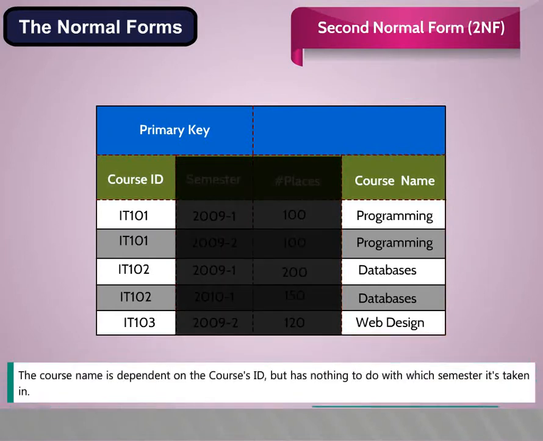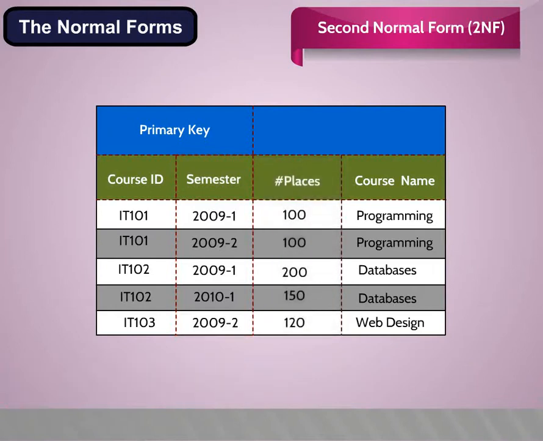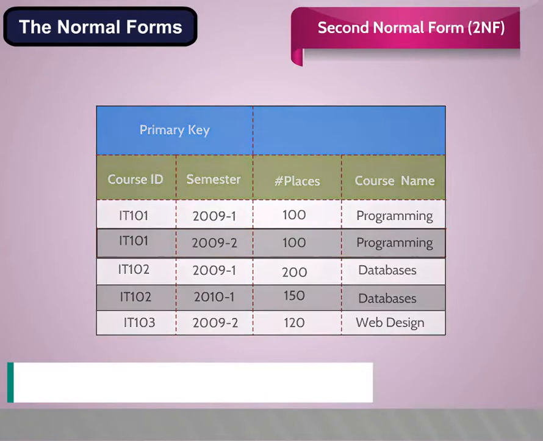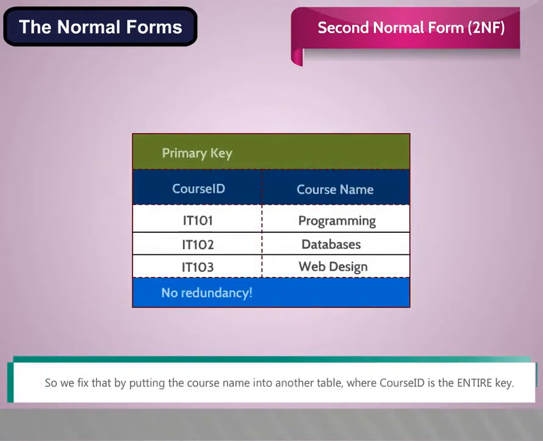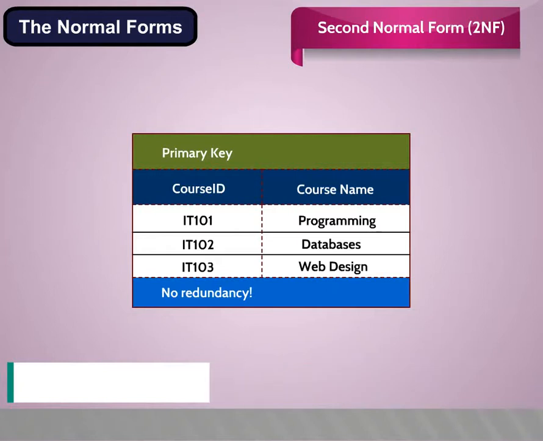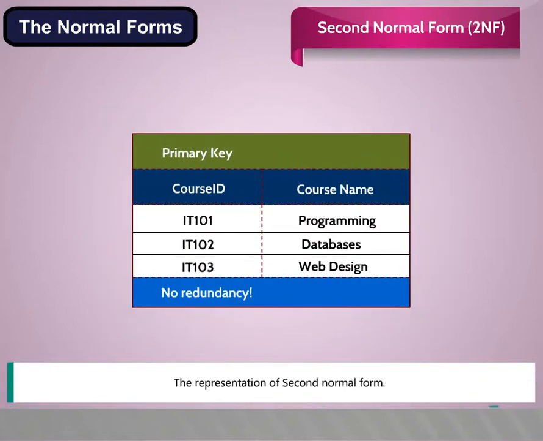The course name is dependent on the course ID but has nothing to do with which semester it is taken in. We have duplicate information, several rows telling us that ID 101 is programming and ID 102 is databases. So we fix that by putting the course name into another table where course ID is the entire key. The representation of second normal form.